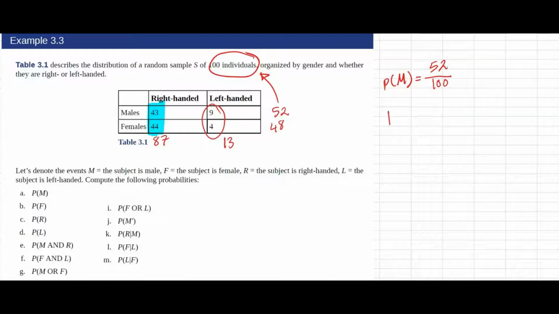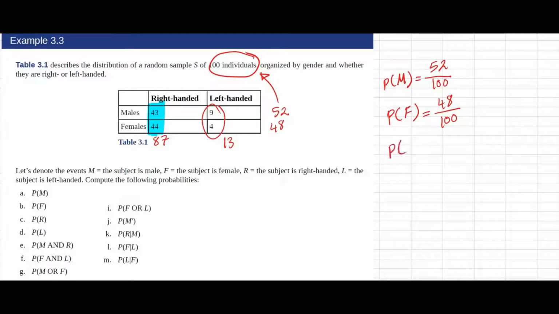Then the next question says, what is the probability of a female? So the probability of female is how many females I have to select from. I have 48 females out of how many people I am selecting in total? Out of 100 people in total. Meaning, if I am selecting from the 100 people that I have, the chances of selecting a female is 48 because that is the number of females I have.